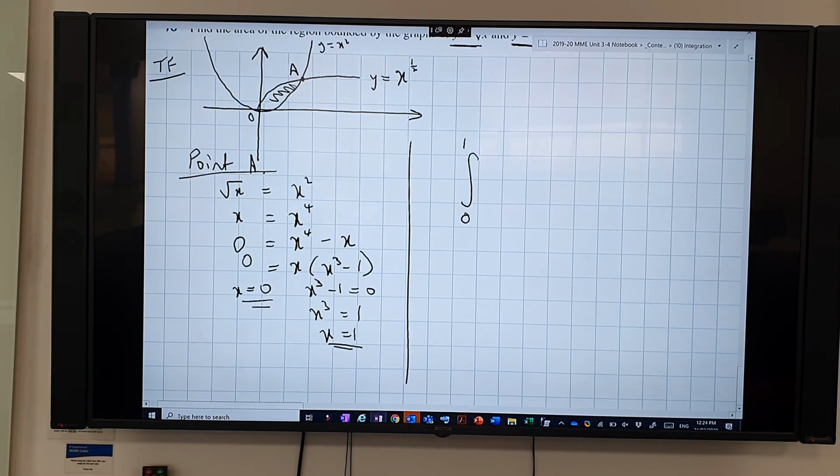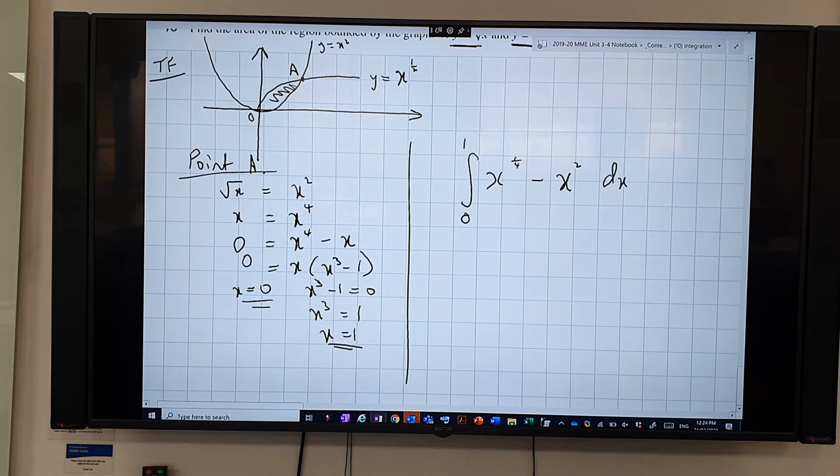And remember, this is where I lie to you because I don't do this. It doesn't really matter which way around you do it, but it does matter to me because I like it to be positive. So the higher one is actually x to the half minus the lower one, which is x squared. Now, just be careful with that. I probably haven't been very clear with my explanation.